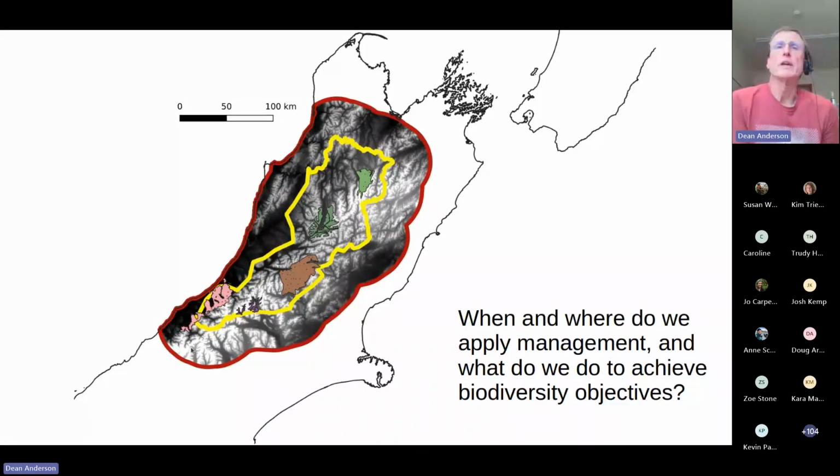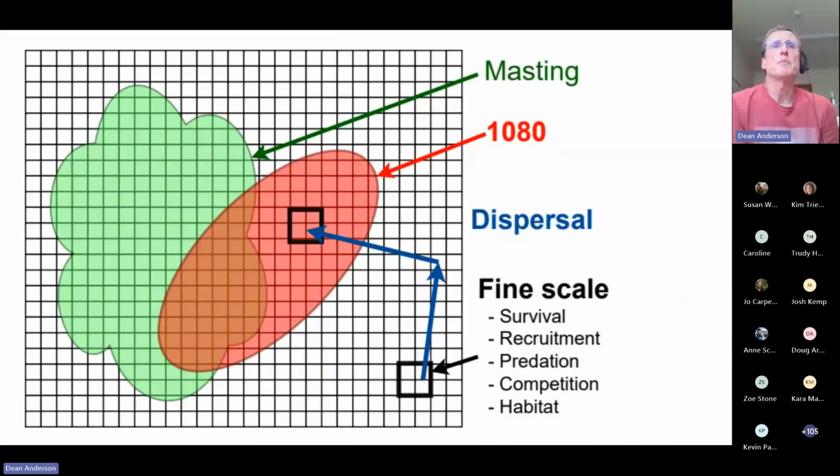And so given that we can't do everything everywhere all the time, where and when do we apply our resources? And so we developed a broad scale model that effectively superimposes a grid cell system over the landscape and does multiple processes at different scales. So at fine scale, we have survival, recruitment, predation, competition, habitat selection, and so on for the species involved, which are rats, stoats, and the prey species of choice.